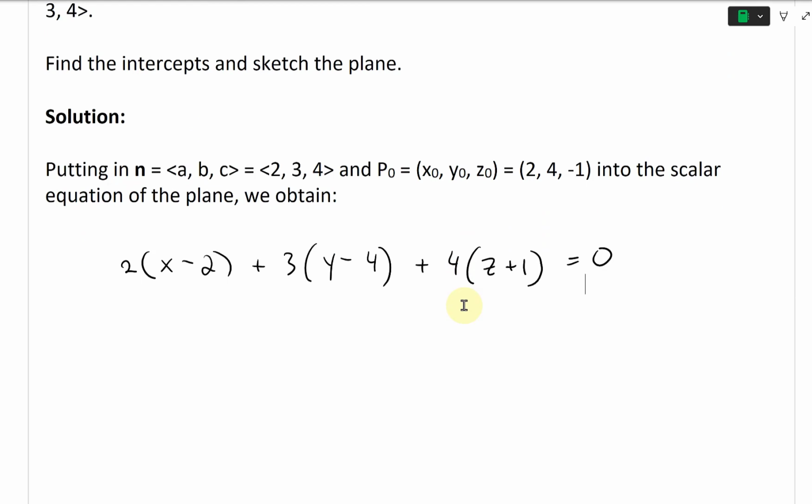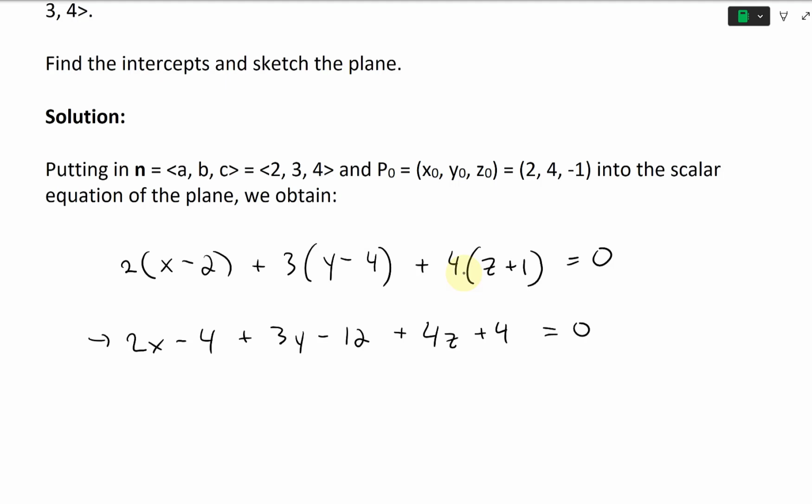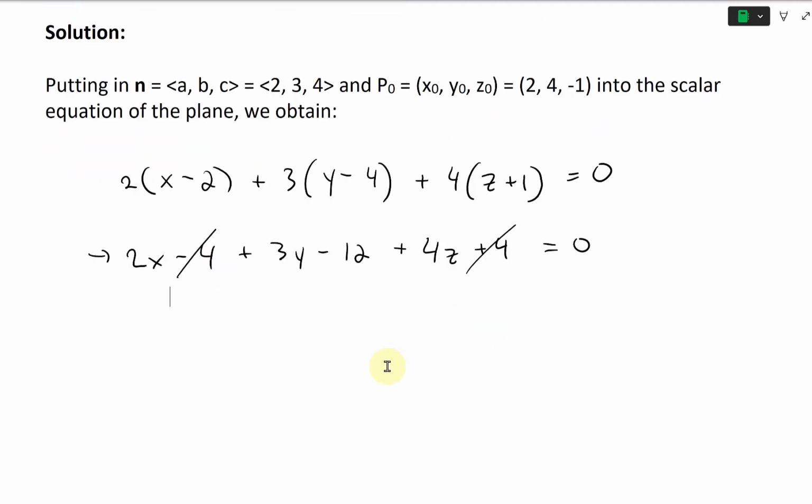Now we could just simplify this further, multiply this inside. We're going to get 2x minus 4, since 2 times negative 2 is negative 4, plus 3y minus 12, since 3 times 4 is 12, plus 4z plus 4 equals 0. So let's do some simplifications. There's a minus 4 and a plus 4, and these cancel. What we're left with is a negative 12, so we can move that over to the other side and put everything else neatly: 2x plus 3y plus 4z equals 12.